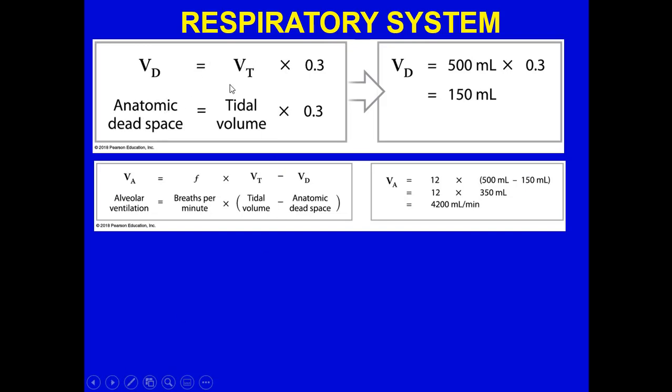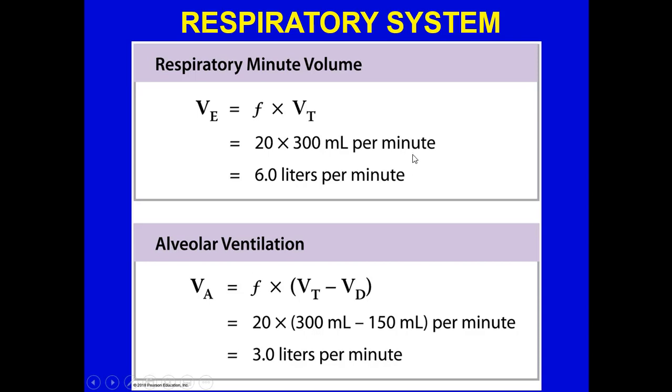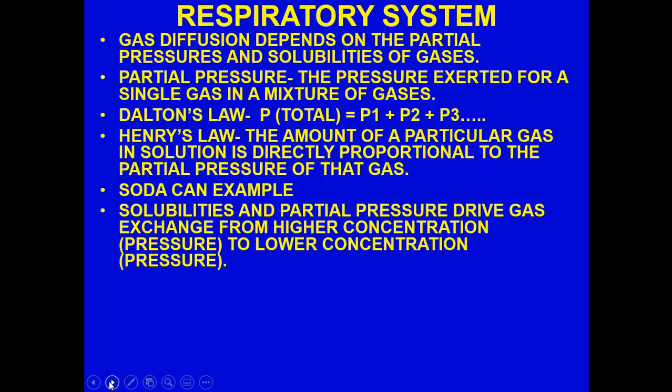That can be derived from tidal volume times 0.3. So if you say your tidal volume is 500 milliliters, and you take that times 0.3, you really have an anatomical dead space of 150 mils. And then you can do these other mathematical equations. Now, you don't have to worry that much. I'm not going to demand too much on mathematical equations. I do want you to understand the principles around this, including respiratory minute volume and alveolar ventilation.